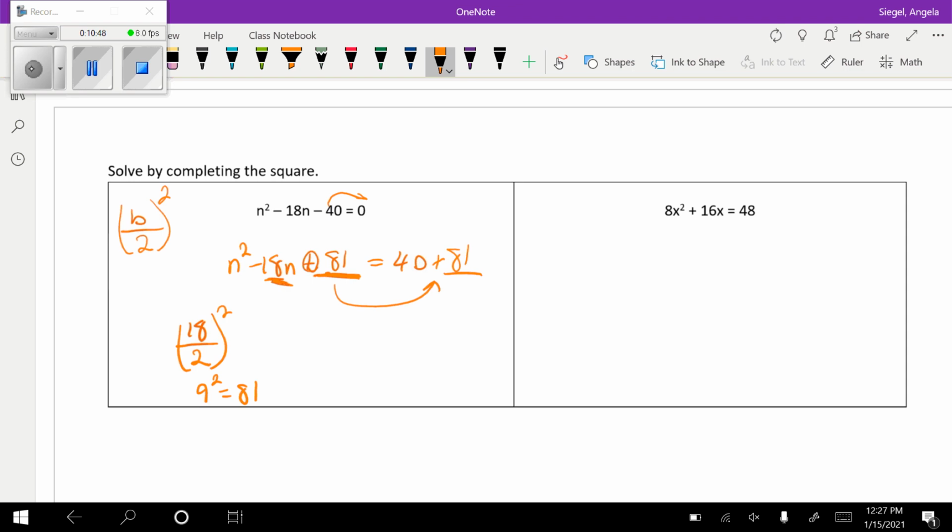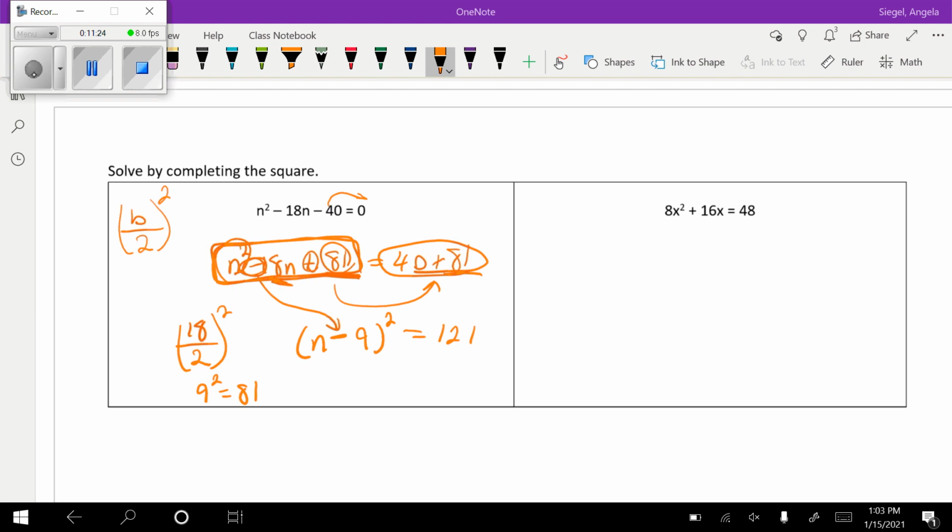Whatever I do to this side, I have to do to that side. Because I found the special number, it becomes a perfect square trinomial so that I'm able to square it. The square root of this is n, the square root of this is 9, and it's always connected with whatever sign this is. So n minus 9 squared equals, and then we add these together, 121.